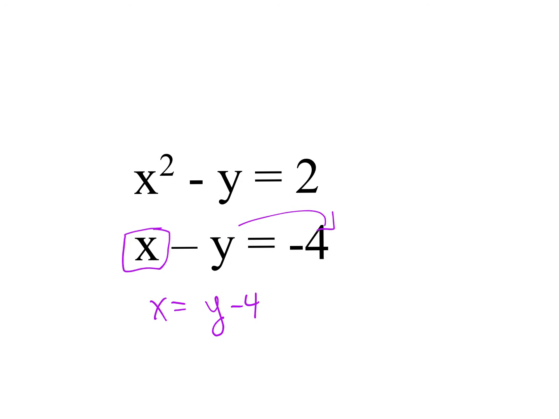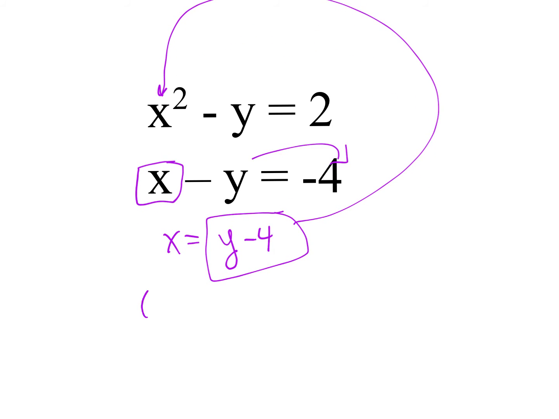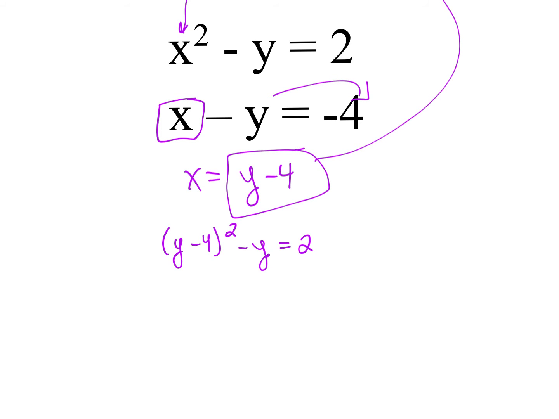Again, you could have solved for y. You'd have moved x over and then divide everything by negative 1. It doesn't matter. But I'm going to take this value, I'm going to put it right here. So instead of x, I have y minus 4 quantity squared minus y equals 2. When I have y minus 4 quantity squared, that means I have y minus 4 times y minus 4, minus my y equals 2.